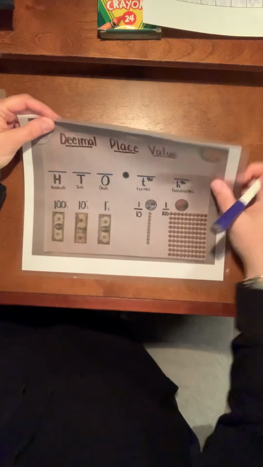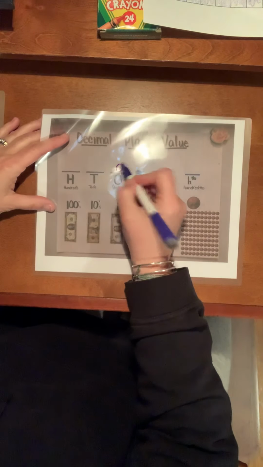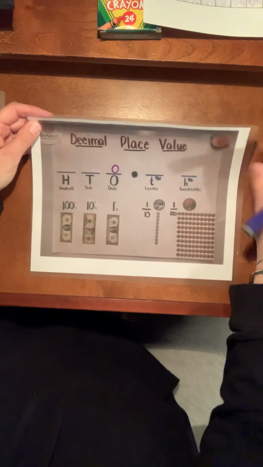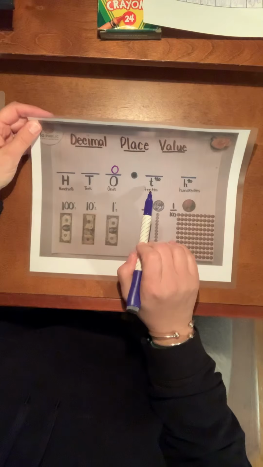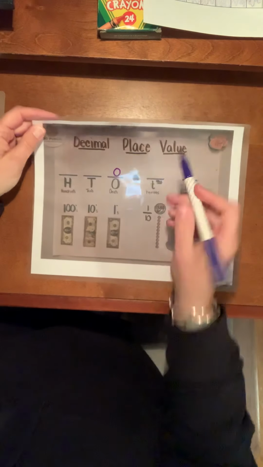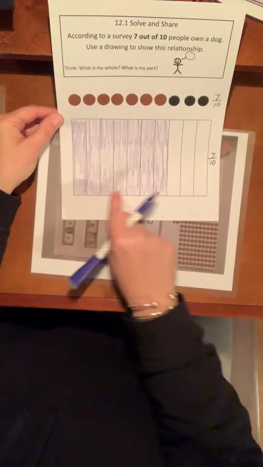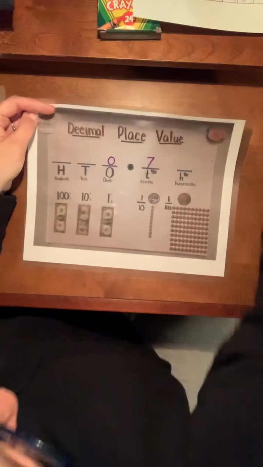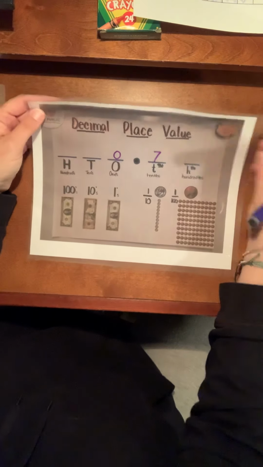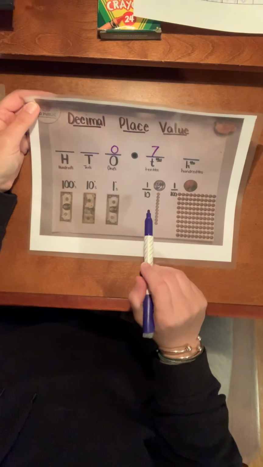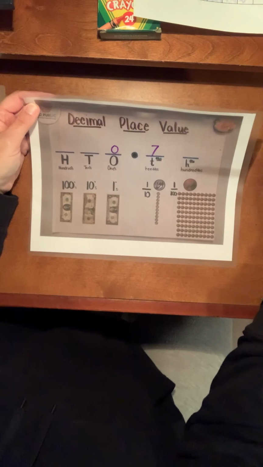So if I were to write that on this chart, I would have no whole numbers. I would just put a 0 there. My decimal point shows me that I'm starting to go into my numbers that are less than a whole. And I have 7/10. 7 things out of 10. I don't put anything there because I'm not into hundredths. Right? This would be equivalent, if we were talking about money, to having 7 dimes if I had 7/10.